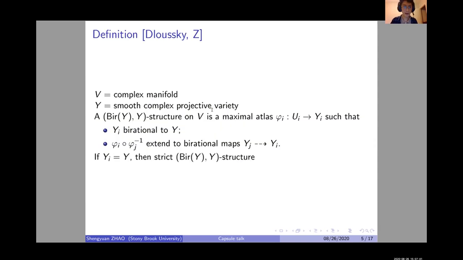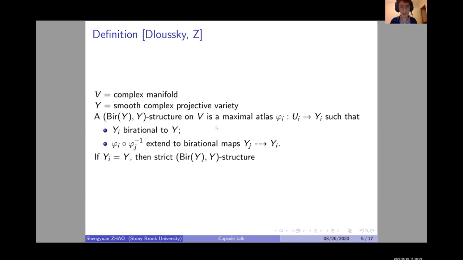So here I'm going to mimic the definition of classical geometric structure by replacing the model space by a projective variety and the group action by the group action of its group of birational transformations. And there's some subtle point here I'm gonna just skip. So the open subsets, the local charts, can be open subsets of different varieties but birational to each other. Okay, so this is what I call a birational structure.